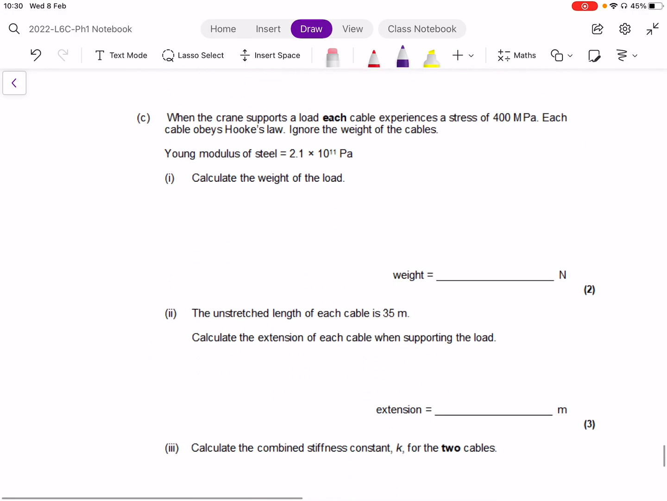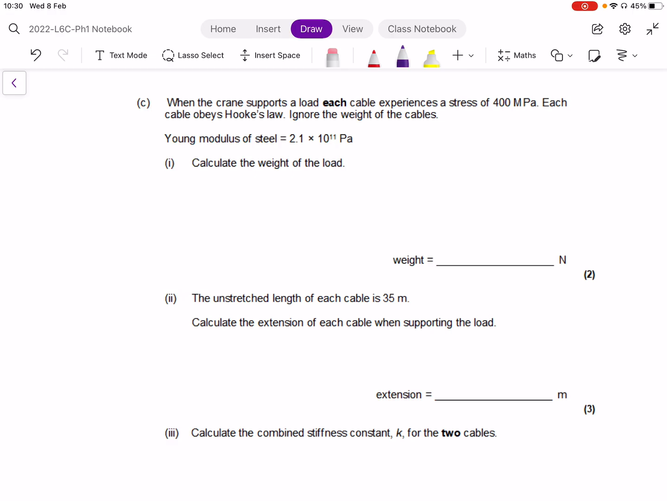Next question. When the crane supports a load, each cable experiences a stress of 400 megapascals. The cable obeys Hooke's law, ignore the weight of the cable. So find the weight of the load. So let's look at what we've got. We've got stress. Now, we've got one cable only. And we've got the Young modulus. Okay, so stress is force over area. We want to know the force, so force equals stress times area.